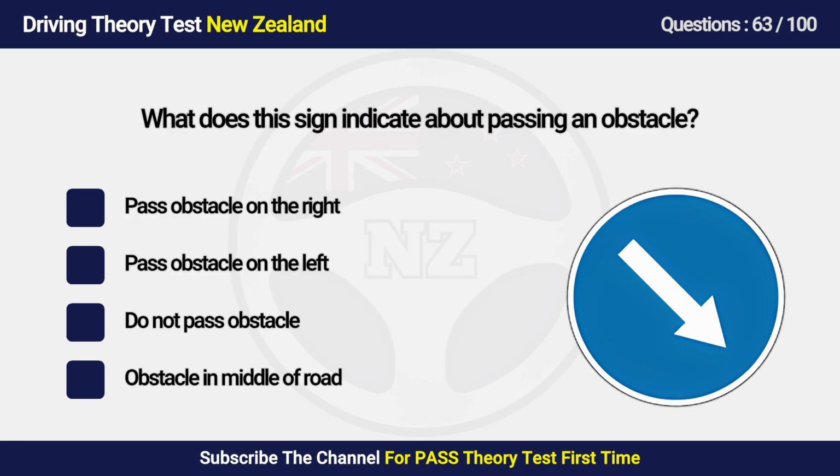A. Pass obstacle on the right. B. Pass obstacle on the left. C. Do not pass obstacle. D. Obstacle in middle of road.